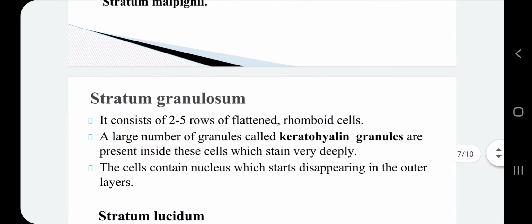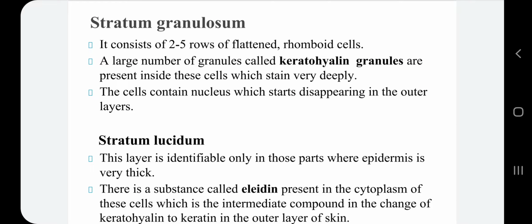Now the third layer from below is stratum granulosum. This layer is made up of 2 to 5 rows of flattened rhomboid cells. The shape of the cells in this layer is rhomboid, and 2 to 5 rows of these cells are present in this layer, and inside the cells there are granules called keratohyalin granules. These keratohyalin granules change into keratin later, and the cells of this layer contain a nucleus inside them, but this nucleus starts disappearing in the outer layers of this stratum granulosum.